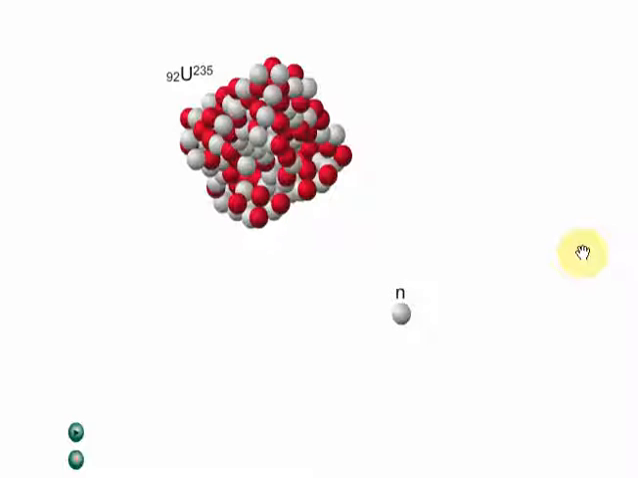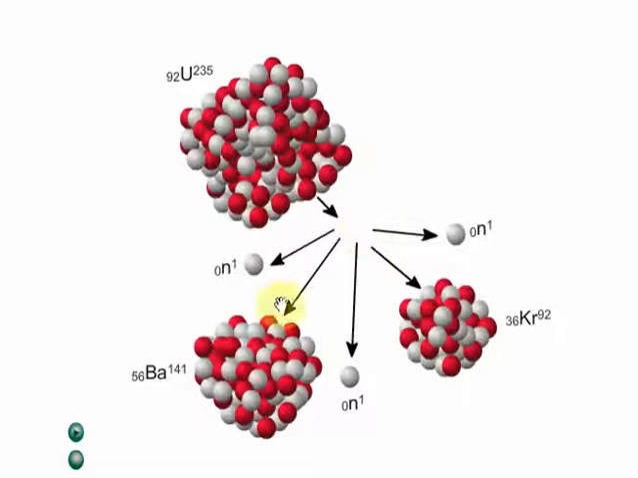We can visualize the fission reaction like this. This is a heavy nucleus, uranium-235 in our example, and this is a neutron which is going to collide with the uranium nucleus, causing it to split into lighter nuclei, which are barium-141 and krypton-92 in this example. This splitting is accompanied by emission of some other particles, which are 3 neutrons in this case.